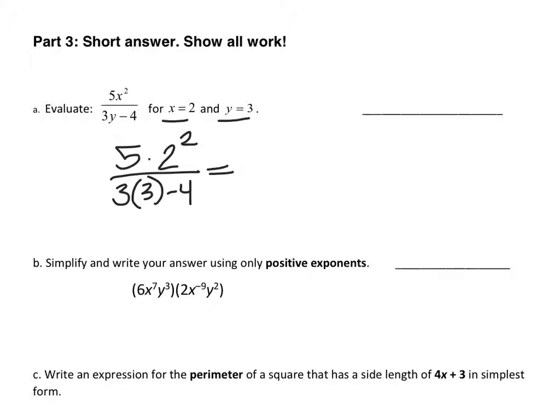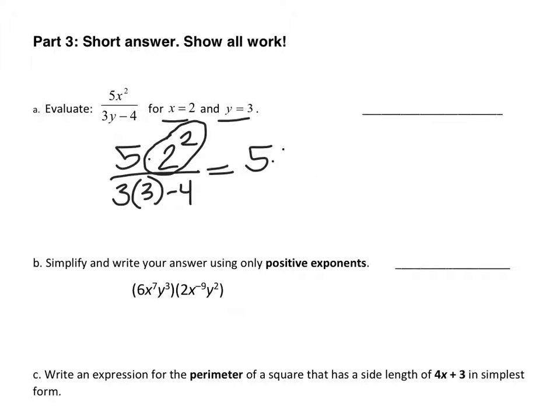Many people ended up with the answer of 20 because they did 5 times 2 and got 10, and then squared 10 and got 100. You have to be careful with that. PEMDAS tells you to do exponents before you multiply. So 2 squared is 4.